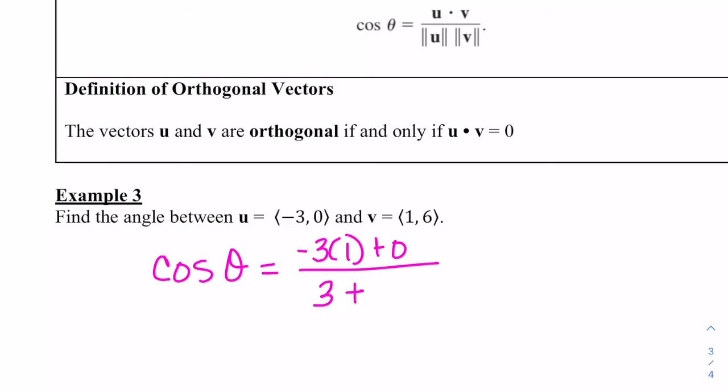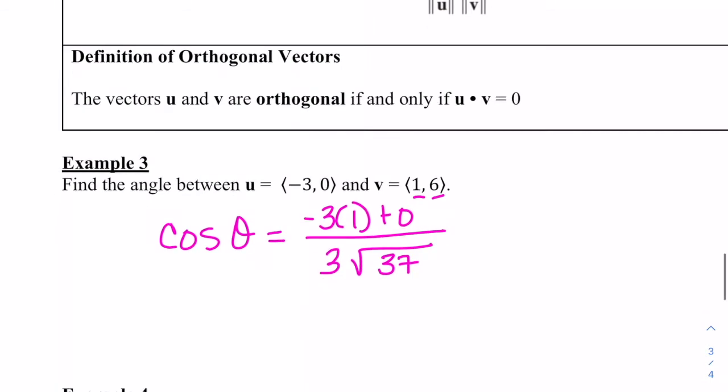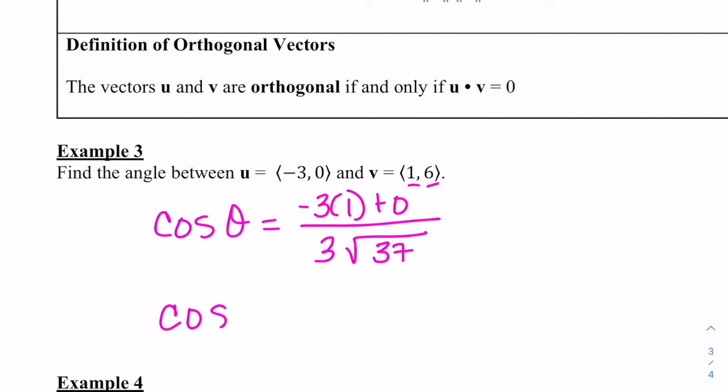And then this is going to be a product here. For the second one we'll get 36 plus 1, 37, so the square root of 37, right? We square 6, we get 36, square 1, we get 1, add them together, we get 37. So if I want to actually just use trig here, I could just use my calculator. I can figure out the angle.